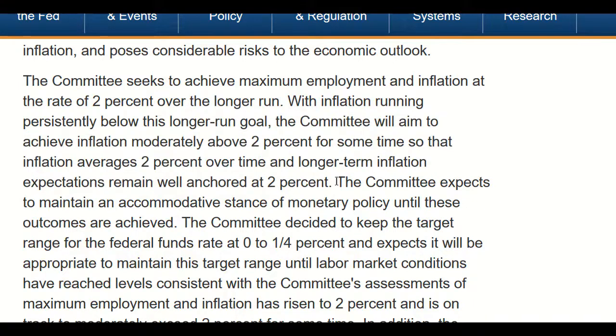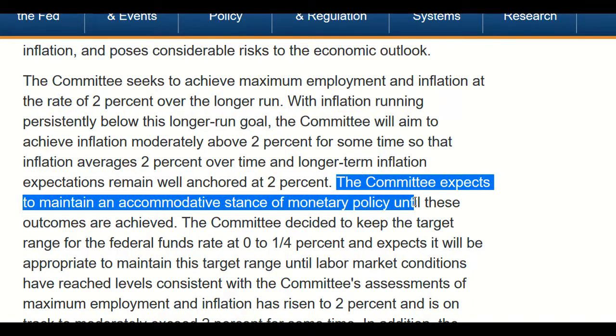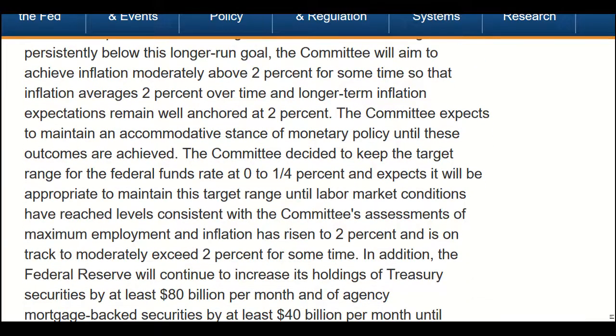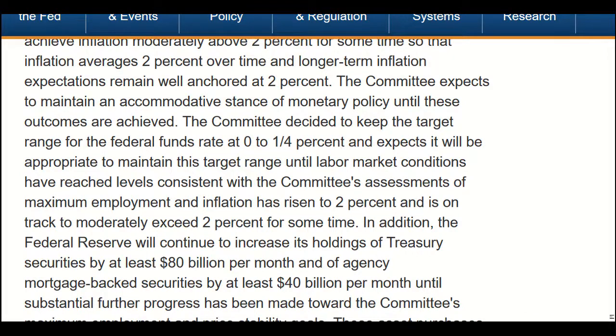And it continues right here. The committee expects to maintain an accommodative stance of monetary policy until the outcomes are achieved. Again, more forward guidance. Continuing, the committee expects to maintain an accommodative stance of monetary policy until these outcomes are achieved. The committee decided to keep the target range for the Fed funds rate at 0 to 0.25% and expects it will be appropriate to maintain this target range until labor market conditions have reached levels consistent with the committee's assessment of maximum employment, and inflation has risen to 2% and is on track to moderately exceed 2% for some time. So it's looking for that average around 2%. Okay, targeting a percent, not targeting a price level, targeting 2%.